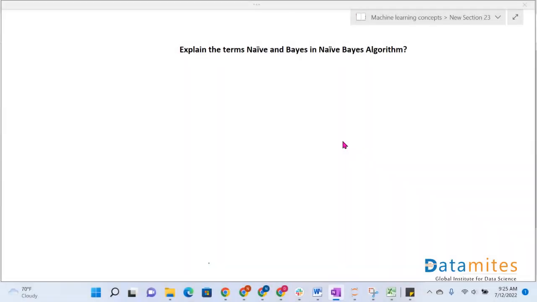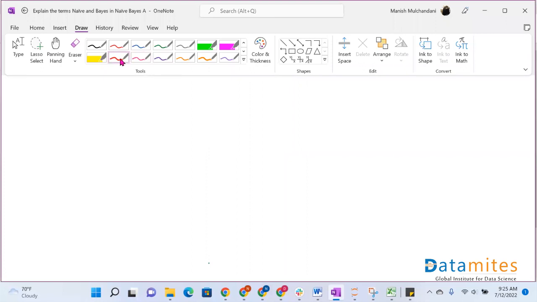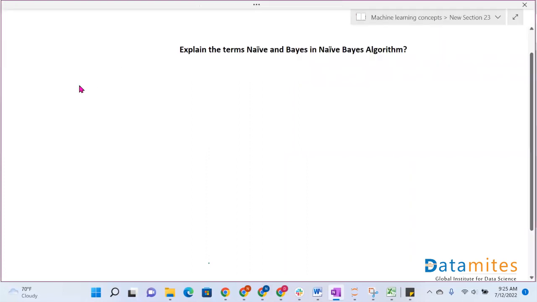Everyone. So today we'll understand what are the terms naive and Bayes in the naive Bayes algorithm. First, let us understand the word naive. What is naive in the naive Bayes algorithm? The term naive is given because of the assumptions of the algorithm. The naive Bayes algorithm takes two important assumptions. Let us understand those assumptions.